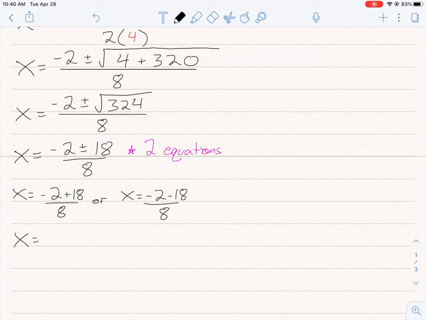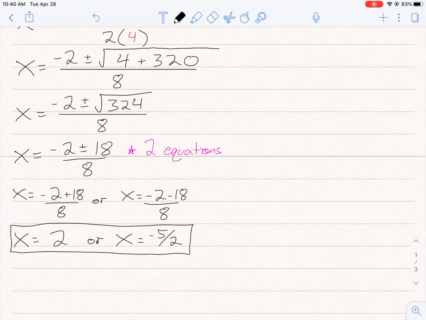Negative 2 plus 18 is 16 divided by 8. So I get x is equal to 2. And then negative 2 minus 18 divided by 8 is negative 5 halves. So x equals negative 5 over 2. So here are my answers. X equals 2 and x equals negative 5 over 2.